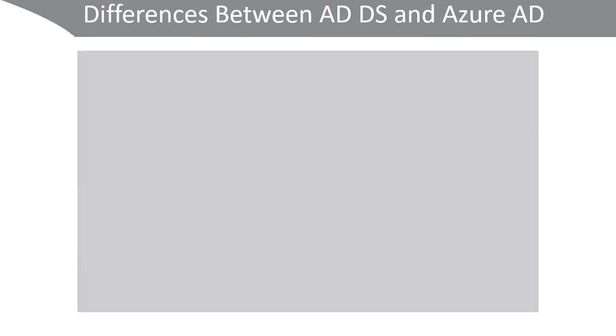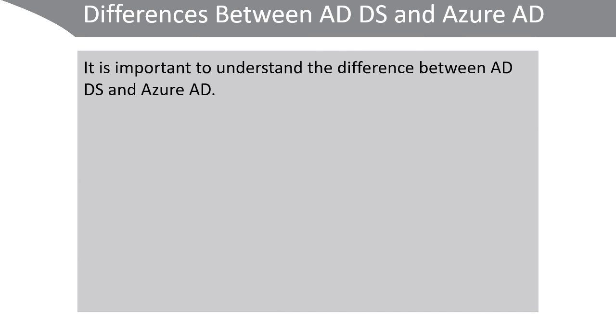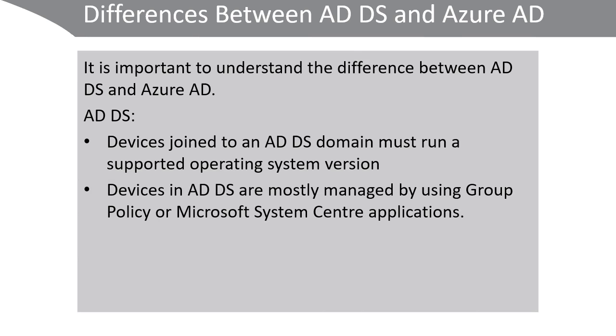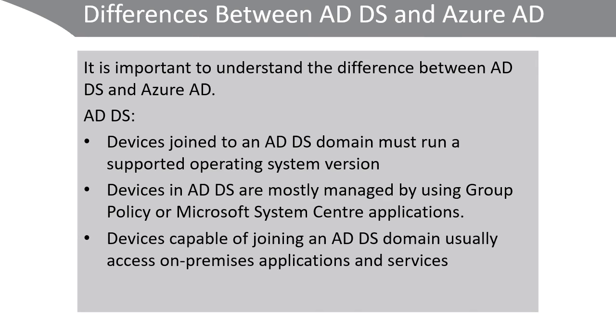There are differences between Active Directory domain services in an on-premise environment and Azure AD in the cloud, and it's important to understand these. With ADDS, devices are joined to a domain and must run a supported operating system version. Devices in an ADDS domain are mostly managed using group policy or Microsoft System Center applications. Devices capable of joining an ADDS domain usually access on-premise applications and services.